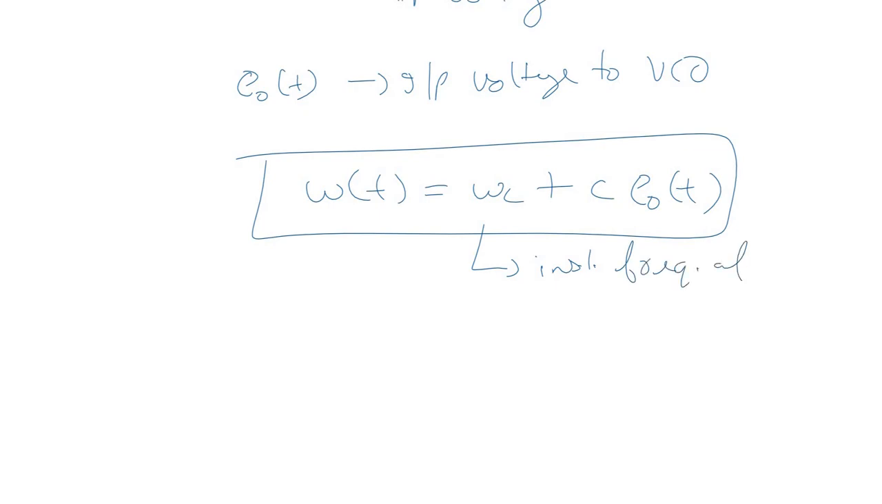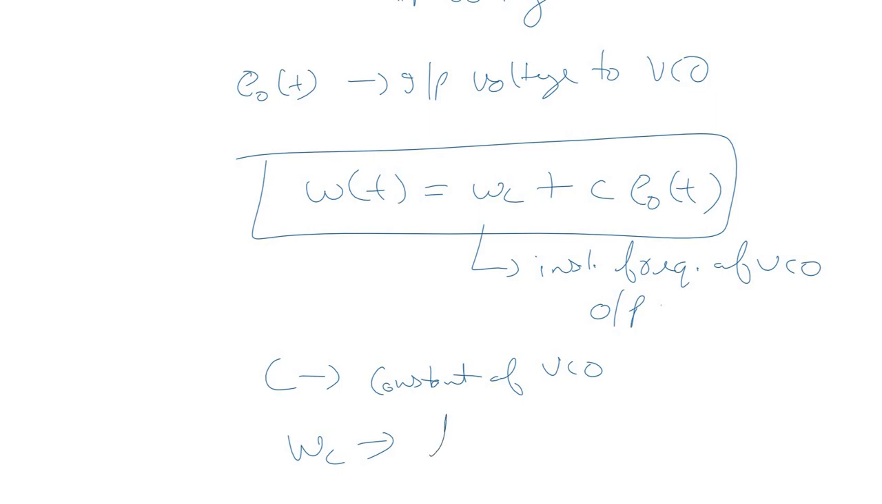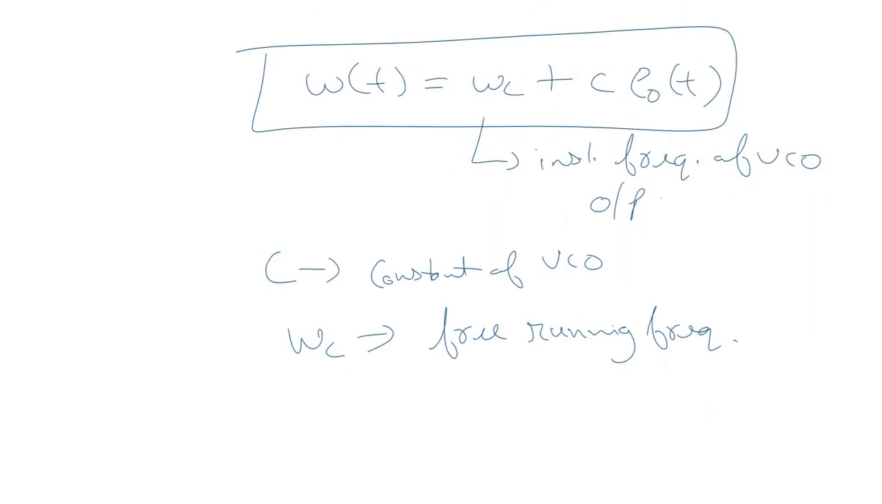Instantaneous frequency of VCO output, where C is the constant of the VCO, and omega C is a very important parameter, which is the free running frequency of the VCO. So it's the frequency of the VCO when error is 0. When the error is 0, omega t will be equal to omega c, which means the instantaneous frequency of VCO is nothing but the free running frequency when there is no error. That means both signals have been synchronized or locked.